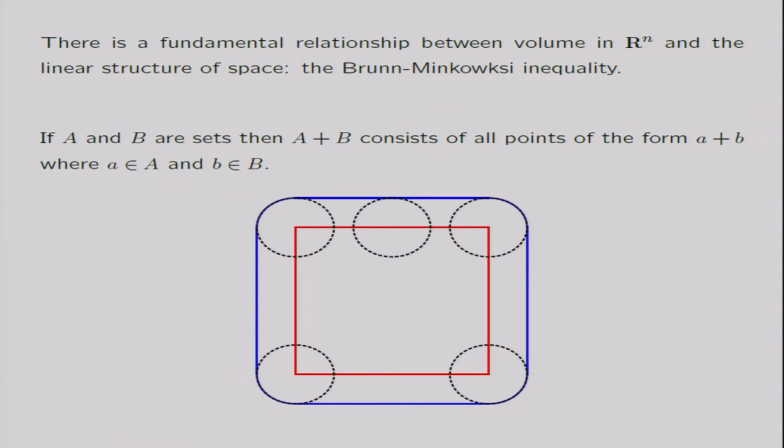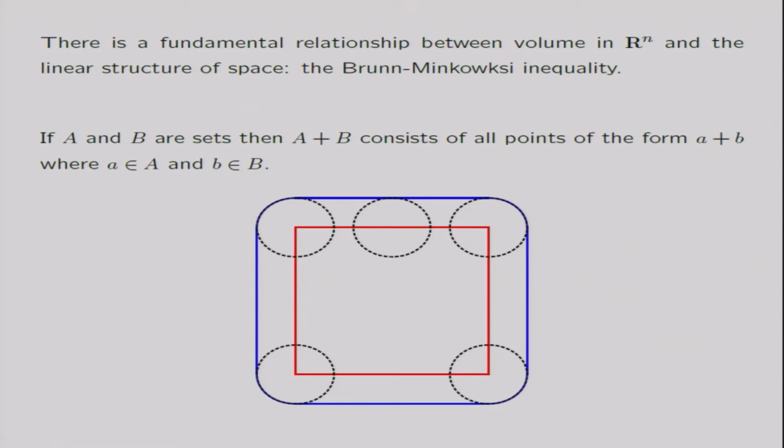You have two sets, A and B, and you form a new set by picking any point you wish from A, any point you wish from B, adding them together, and then looking at all the points you get that way. So A plus B is the set of all points of the form little a plus little b, where little a belongs to A and little b belongs to B. Okay? So you form a set that way.